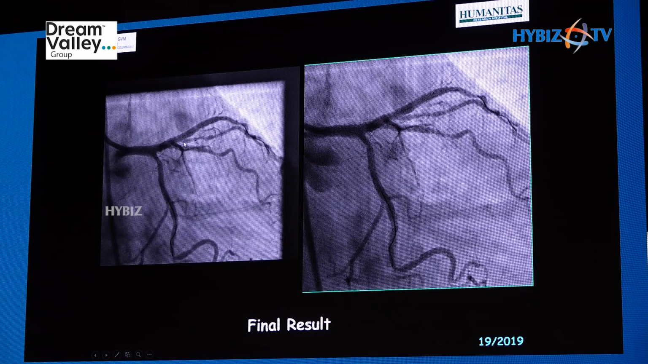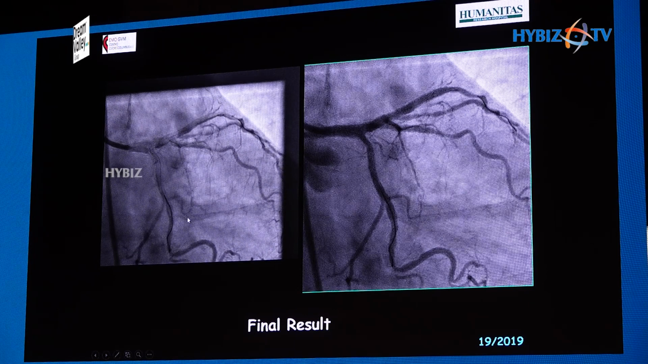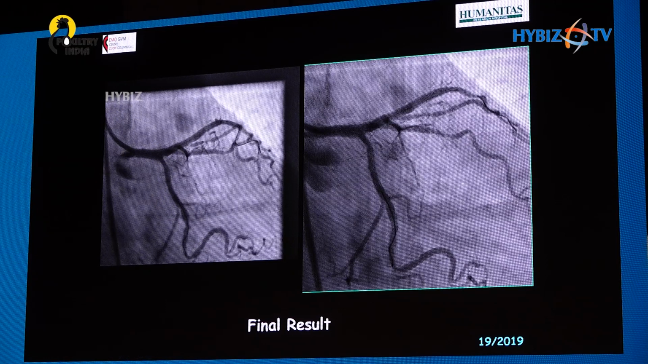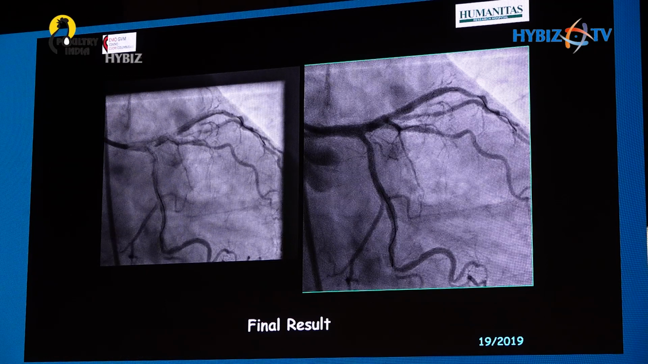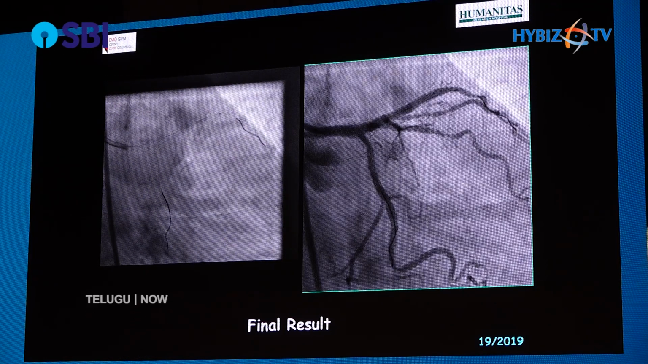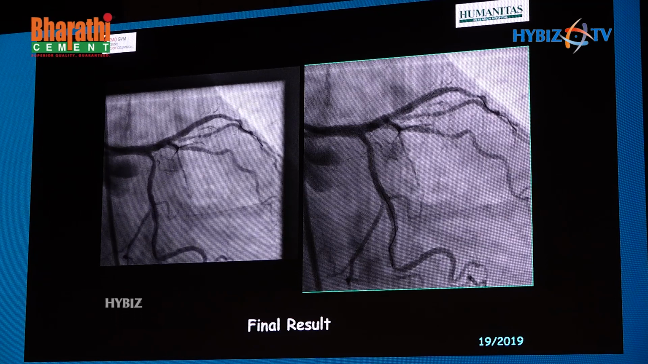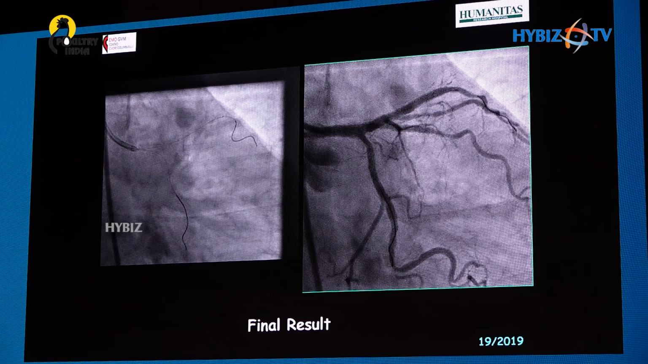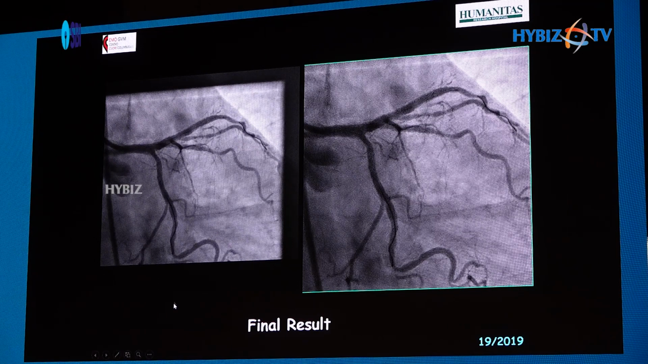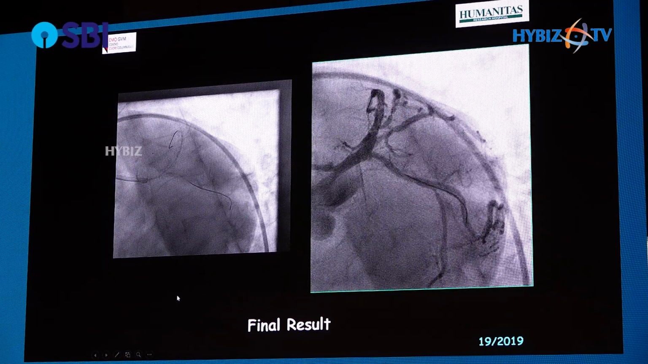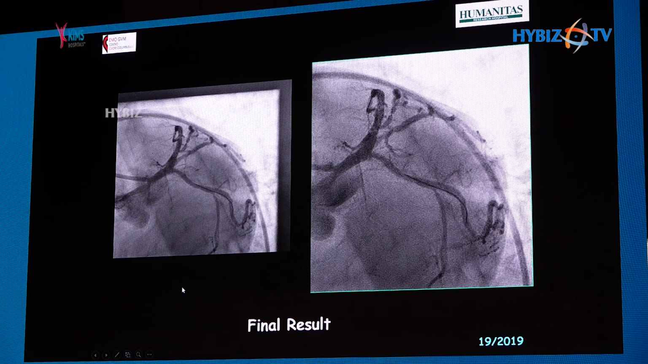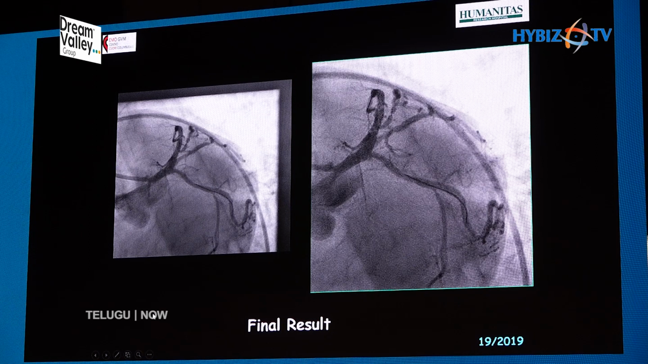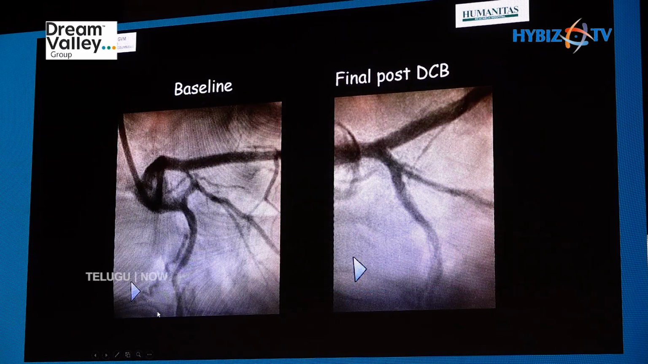So the decision to treat the circumflex was taken after pre-dilatation and not at the baseline. And this is a message that I would like to transmit regarding side branch. The side branch decision is not taken at the baseline, but after the result following pre-dilatation. So 1 stent, left main LAD, and provisional with kissing balloon.